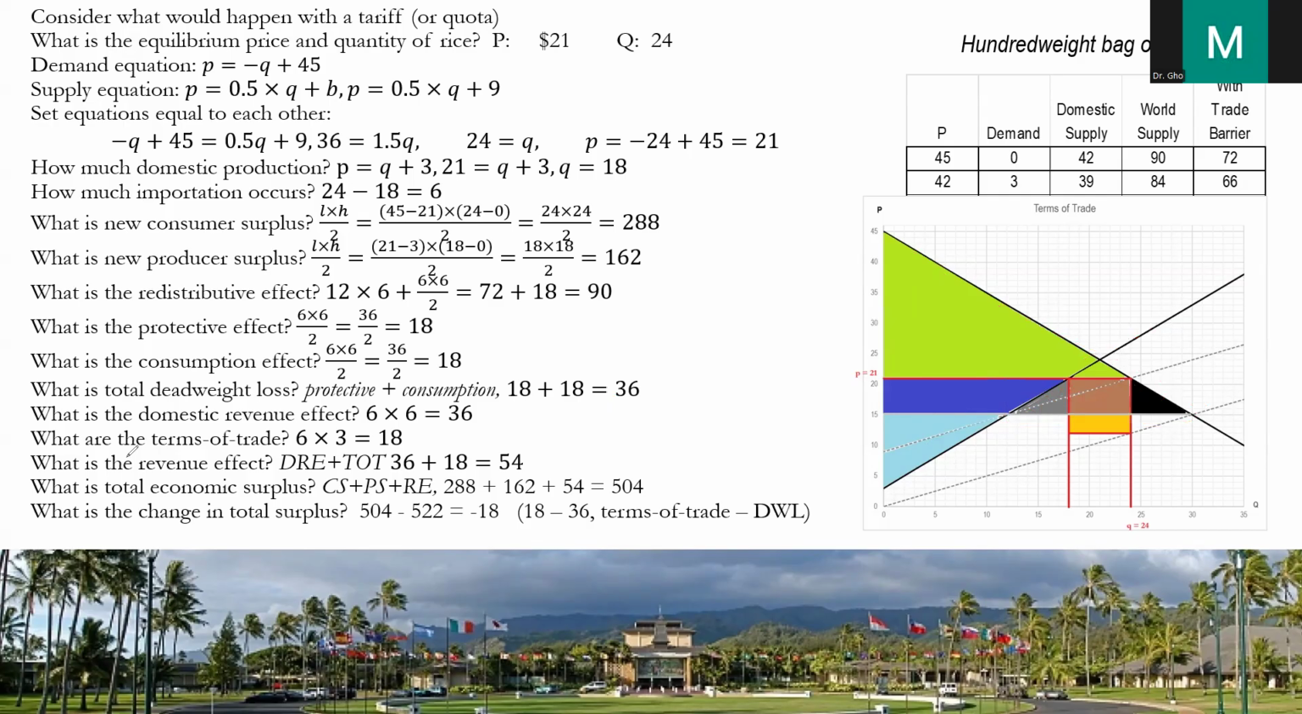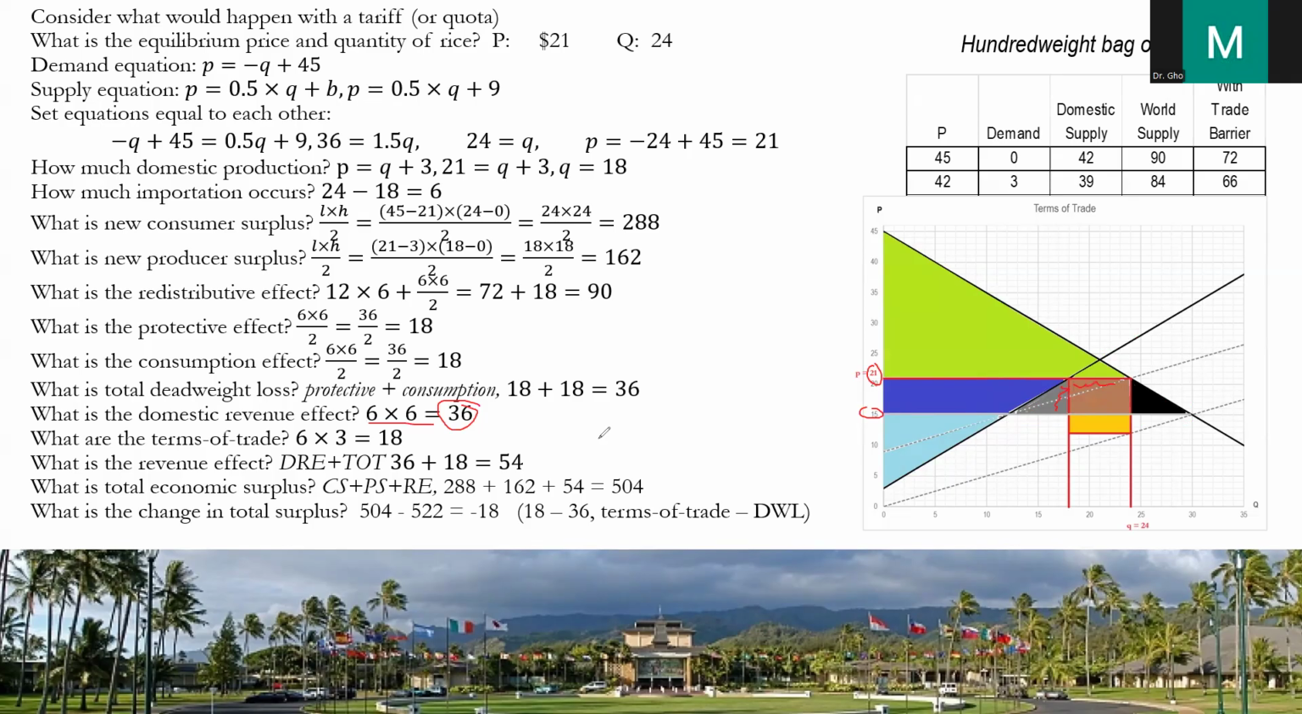What is a domestic revenue effect? Amount of taxes that the consumers are paying. So before they were paying $15, now they're paying 21. So that's a difference of 6. That's right here, and they're importing 6. So 6 times 6 is 36. So the domestic revenue effect is 36.